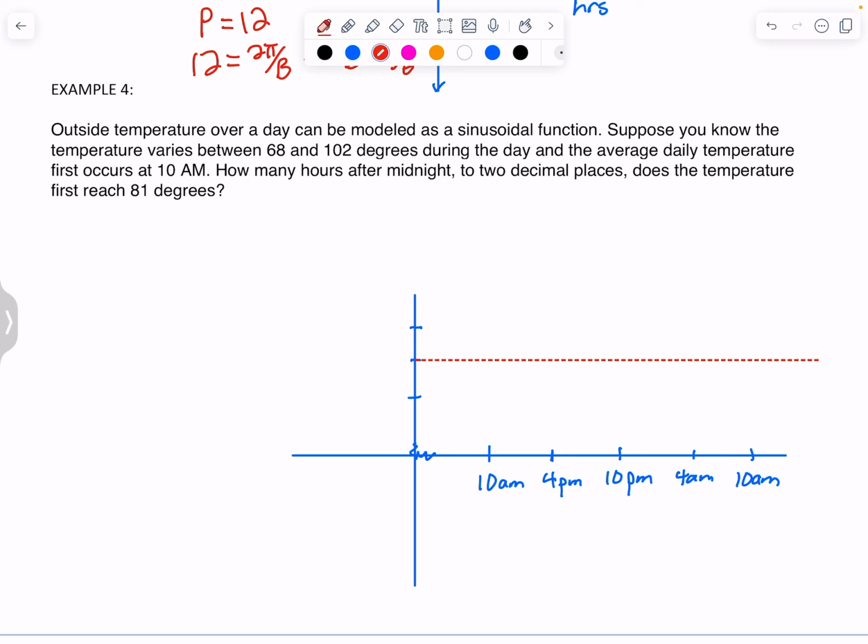So I'm going to put my first there, and the average would be the mean between 68 and 102, or right in the middle. So that's 170 divided by 2, and that's going to be 85. So the average temperature is 85 degrees. And then they told me the below and above.